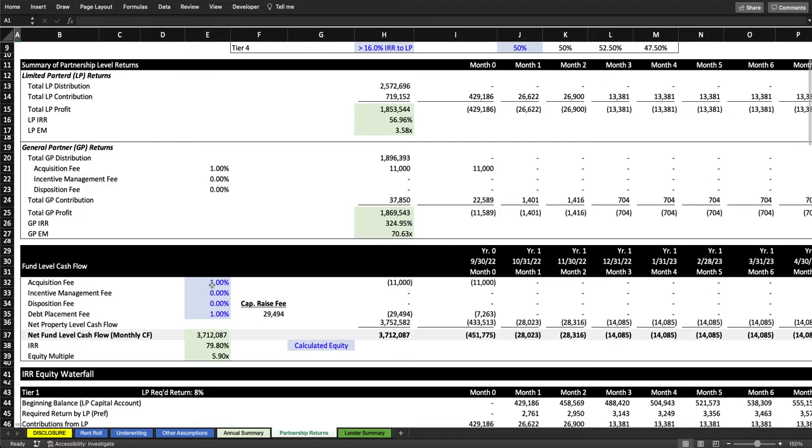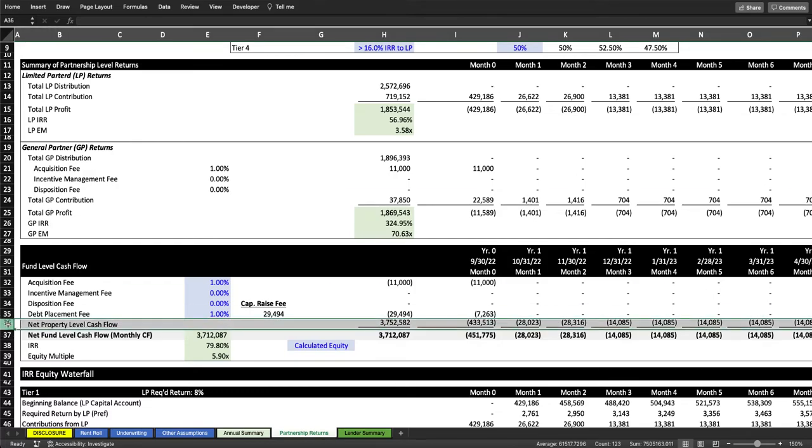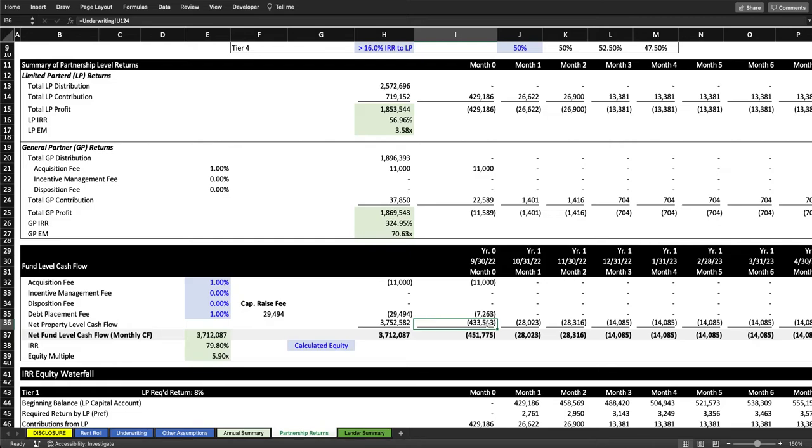So right here, you'll notice we have the fee section. So let's start with this. Start with the net property level cash flow. This is tied to the underwriting tab, net property level levered cash flow. Then what we'll do is we'll add in the fees. So we say that there's an acquisition fee, right? You can make this whatever you'd like, 0, 1%. But essentially all of these fees, from acquisition to disposition, would be a fee that's incurred at a fund level and then paid out to the sponsor.